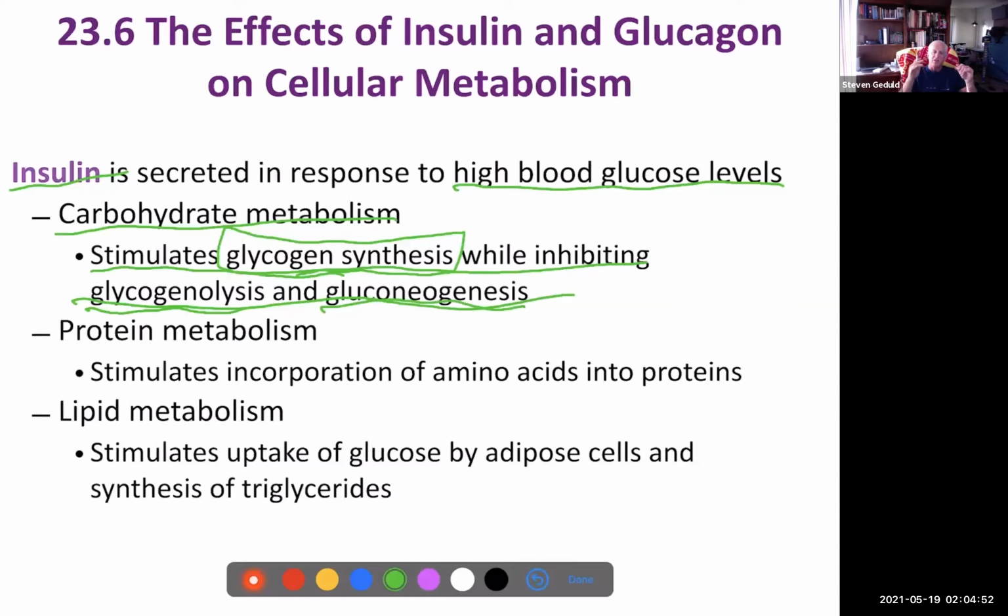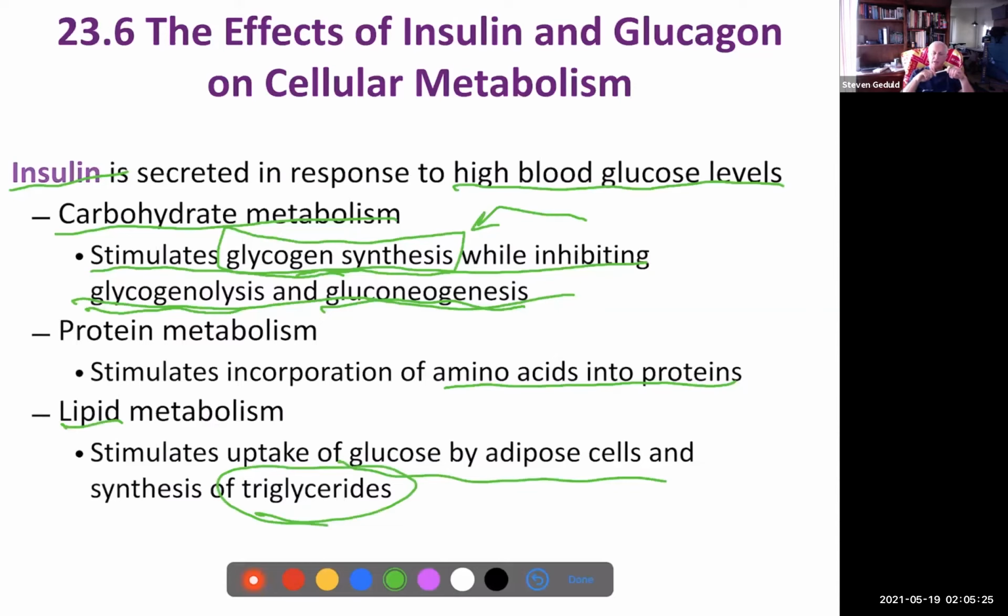So when glycogen synthesis is happening, glycogenolysis and gluconeogenesis are both inhibited because you don't want to put more glucose into the bloodstream because you already have it there. That's why glycogen synthesis is working, because you already have too much glucose in the bloodstream. And protein metabolism stimulates the incorporation of amino acids into proteins. Lipid metabolism stimulates uptake of glucose by adipose cells, and it forms triglycerides.